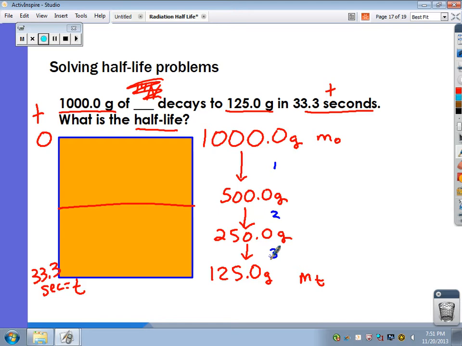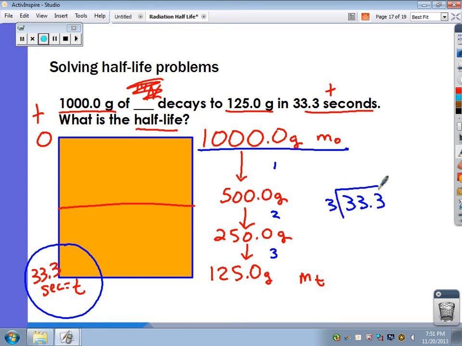That means in 33.3 seconds, this 1,000 grams split in half 3 times. So I take 33.3 and divide it by 3, and I get 11.1 seconds. And that's how long a half-life is. So this total time took 11.1 seconds, and that's the half-life.